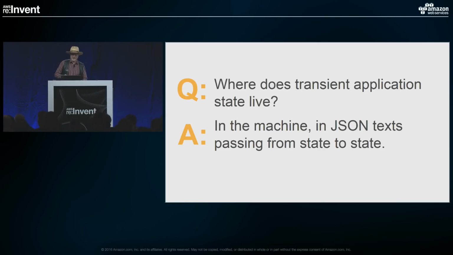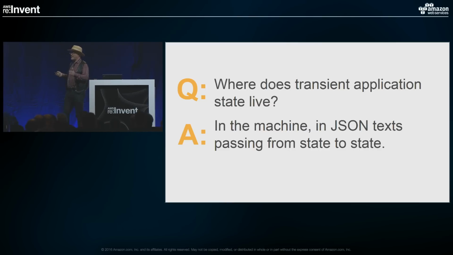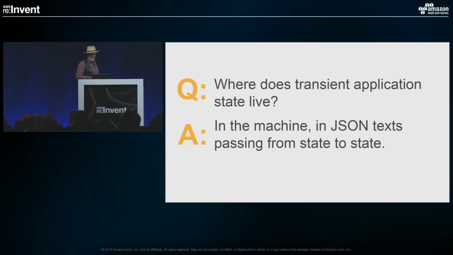Anyhow, the state machine has an input text, and that becomes the input to the first state. And the output of the first state is then passed to the second state, and so on. And eventually you get to the end, and the output of the last state becomes the output of the whole state machine. That's not complicated and hard to understand.